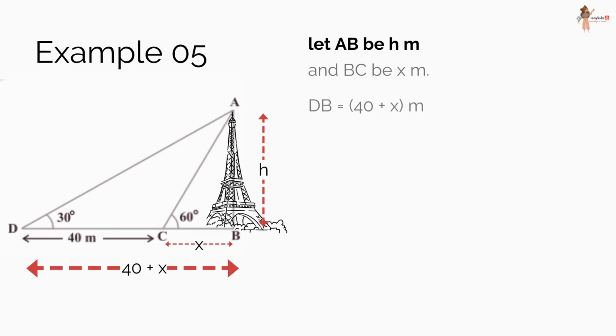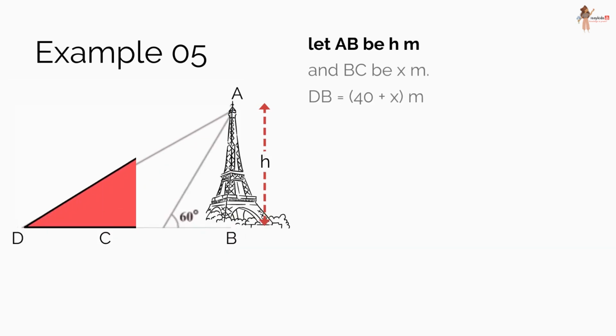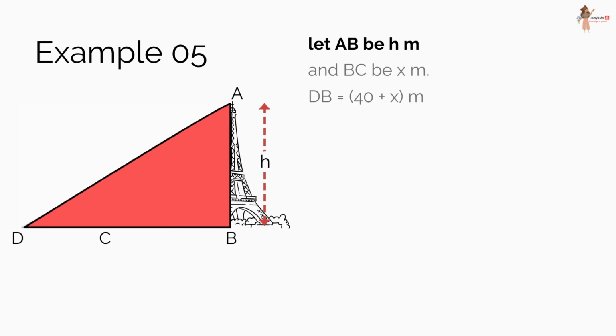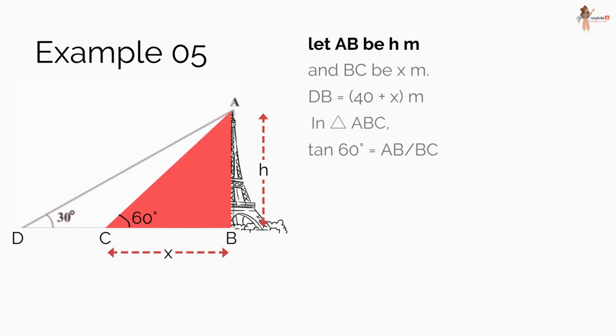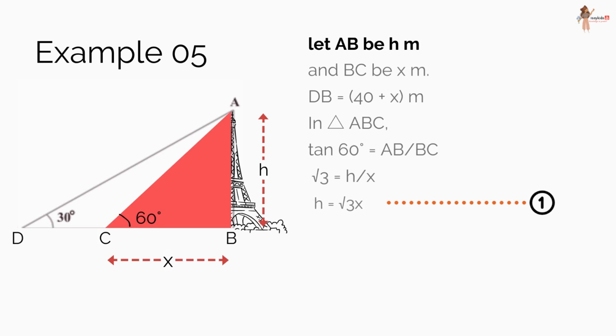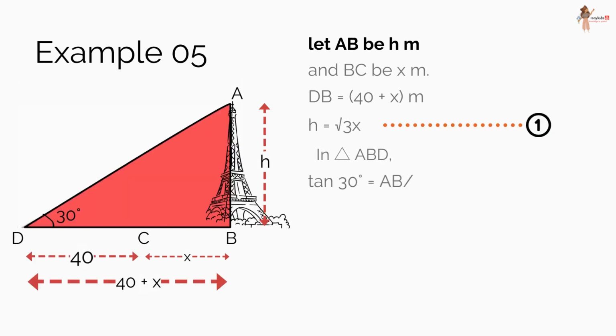Now we have two right triangles, ABC and ABD. In triangle ABC, tan 60 degree is equal to root 3 equal to h upon x. Tan 60 is AB upon BC and hence root 3 is equal to h upon x. So h would be root 3x. Let's note it down for the moment. Now in triangle ABD, tan 30 degree is equal to AB upon BD.